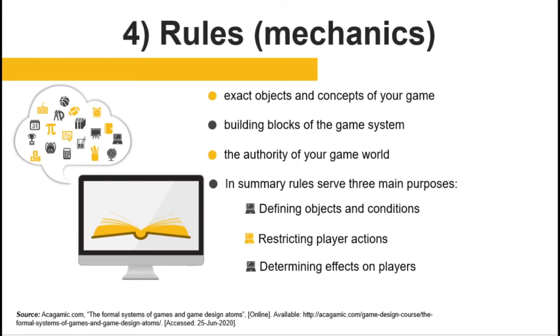Number 4 formal element is rules or mechanics. These are exact objects and concepts of your game. It will define the possible outcome towards the progression of play. Building blocks of the game system. It is because it sets the boundaries of a game, the authority of your game world. And in summary, rules serve 3 main purposes: defining objects and conditions, restricting player actions, and determining effects on players.